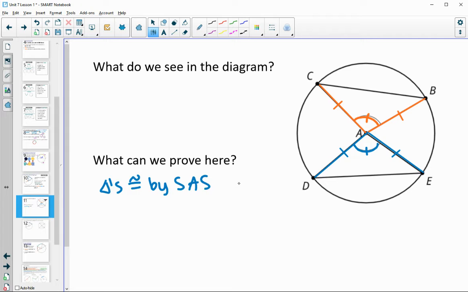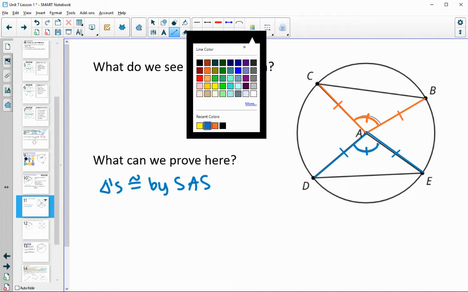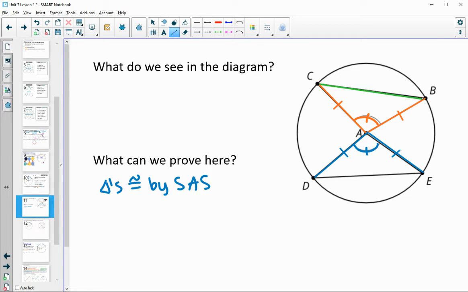And what does this do for us? So this gets us that these chords are equal here. So now we're noticing that this segment would have to be equal to this segment. So if we've got the same central angle, then what we're ending up proving here is that the chords are equal. So if central angles are equal, then the chords are equal.